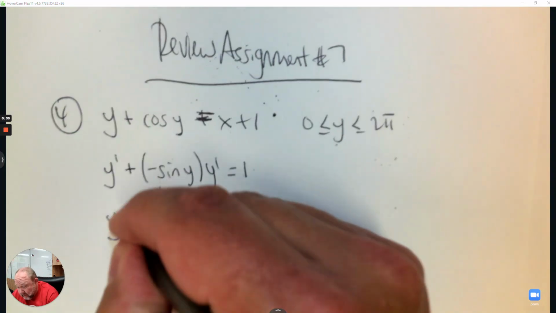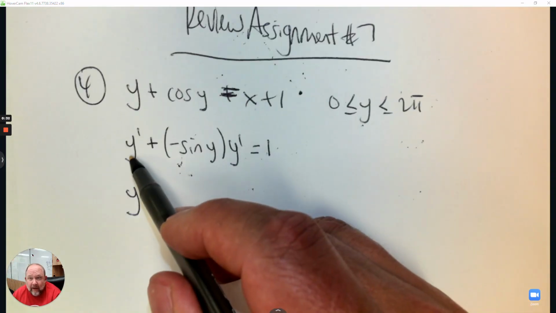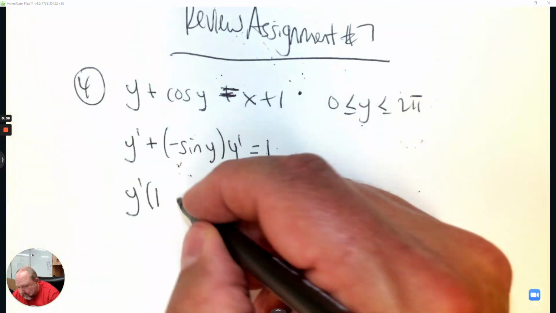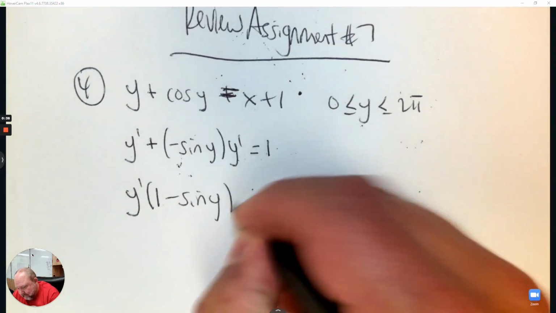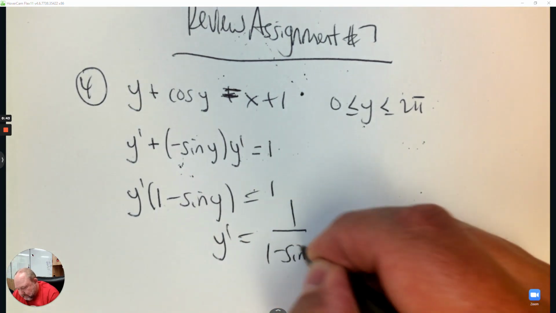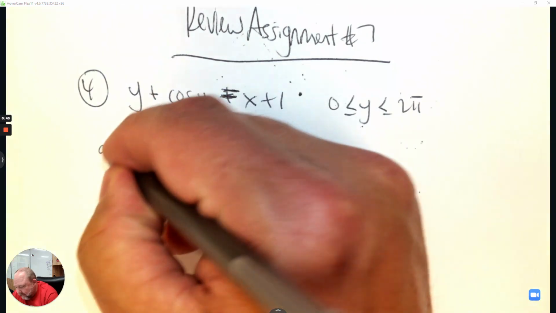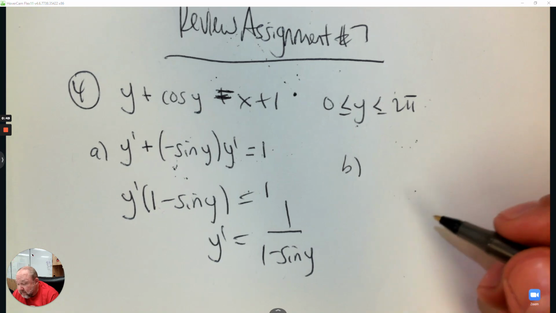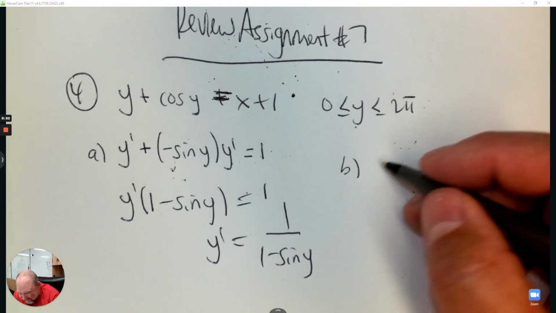Then we're going to factor out y prime. So if I factor out a y prime, I'm left with 1. If I factor out a y prime, I'm left with minus sine y. And then divide, and you have your answer. That's part A. Part B, write an equation for each vertical tangent.